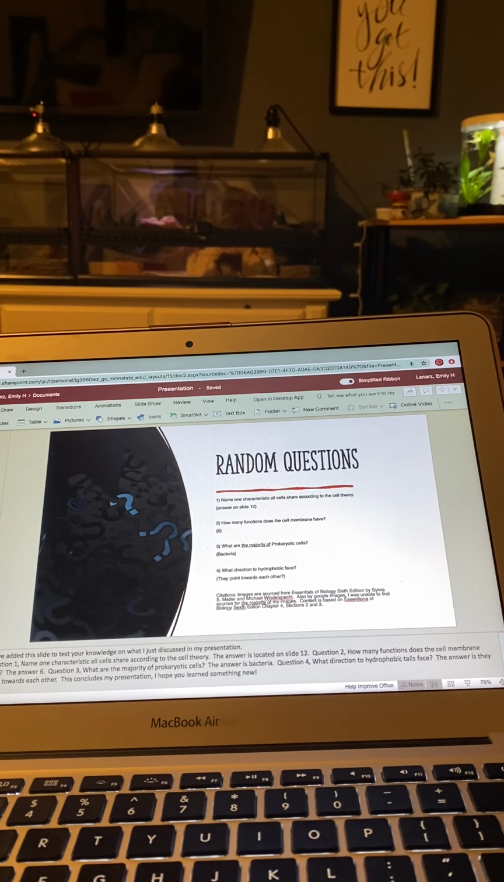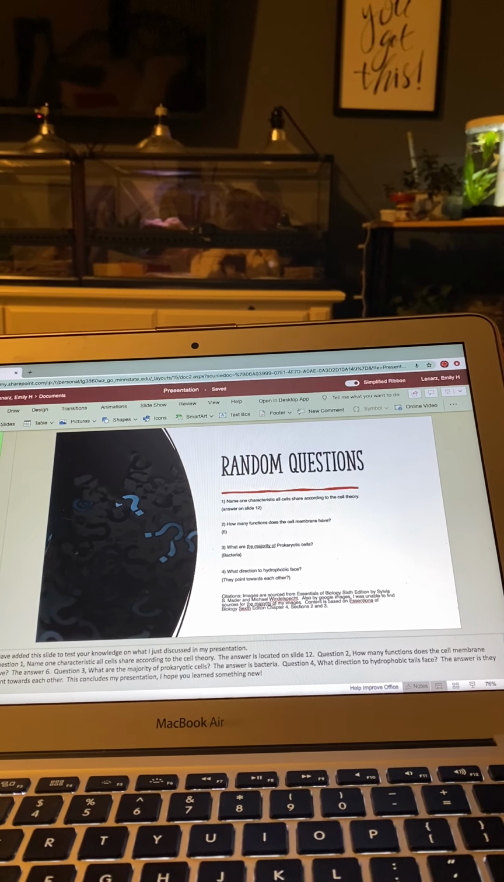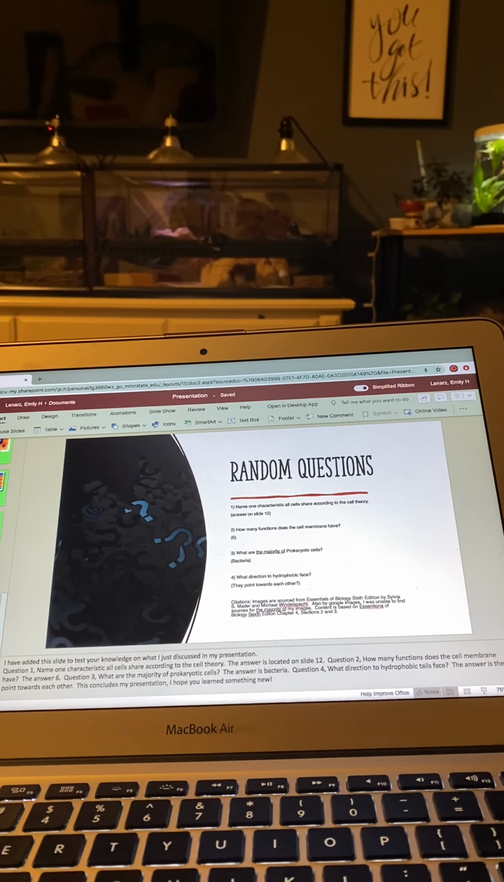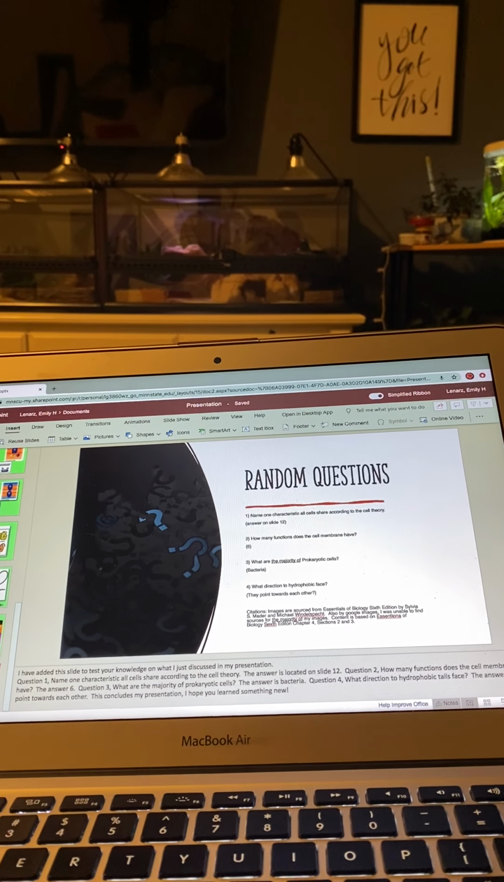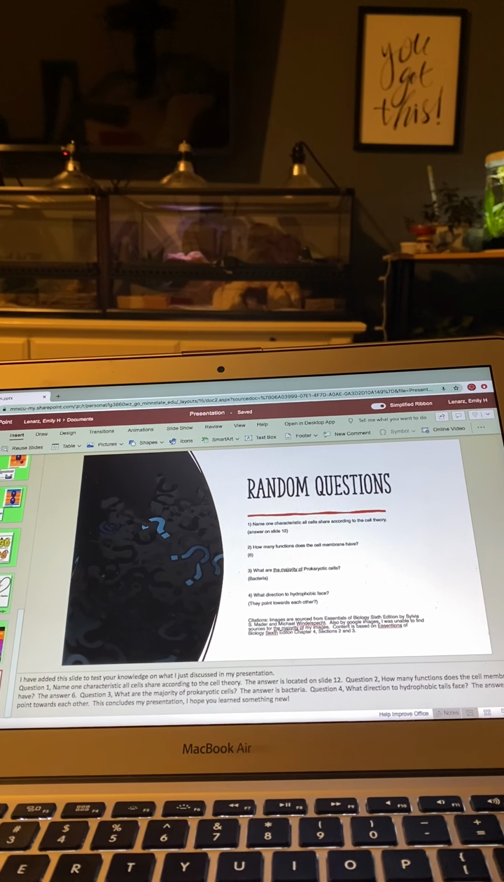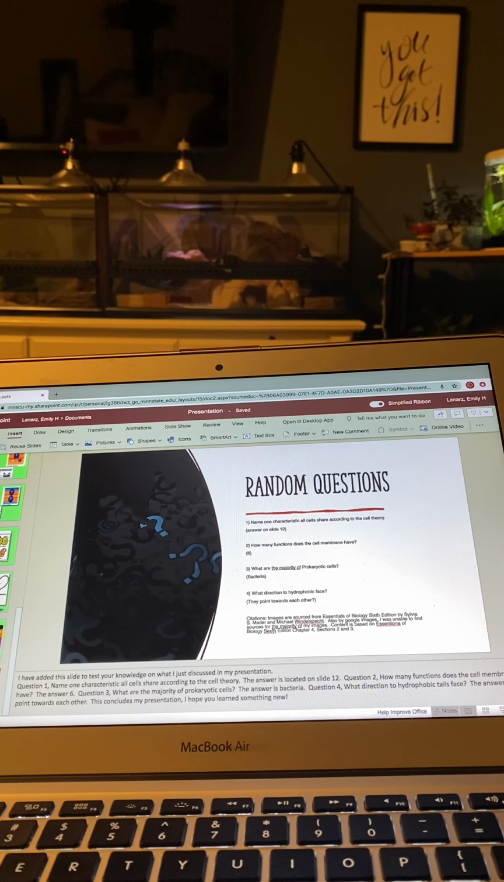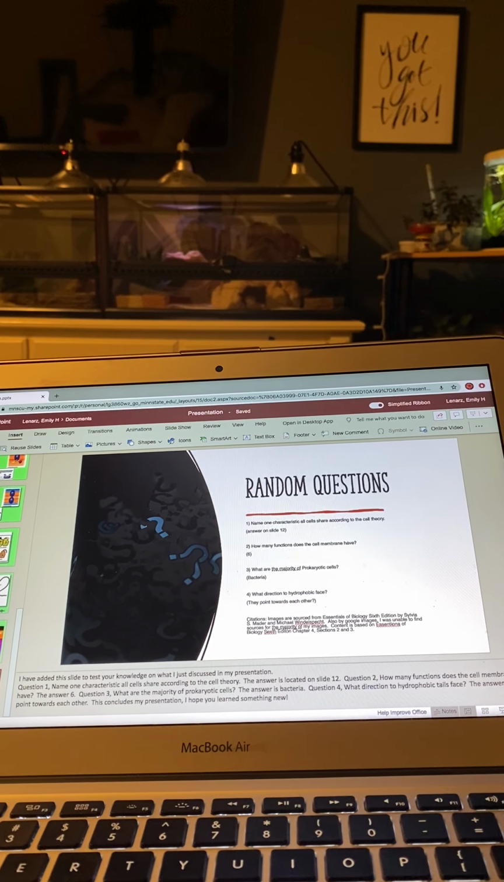Question 1, name one characteristic all cells share according to the cell theory. The answer is found on slide 12. Question 2, how many functions does the cell membrane have? The answer, 6. Question 3, what are the majority of prokaryotic cells? The answer is bacteria. Question 4, what direction do hydrophobic tails face? The answer is they face towards each other.